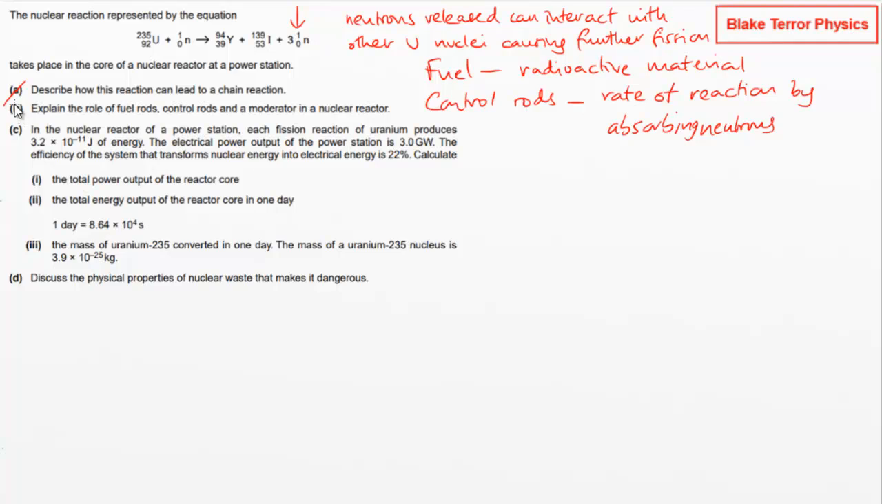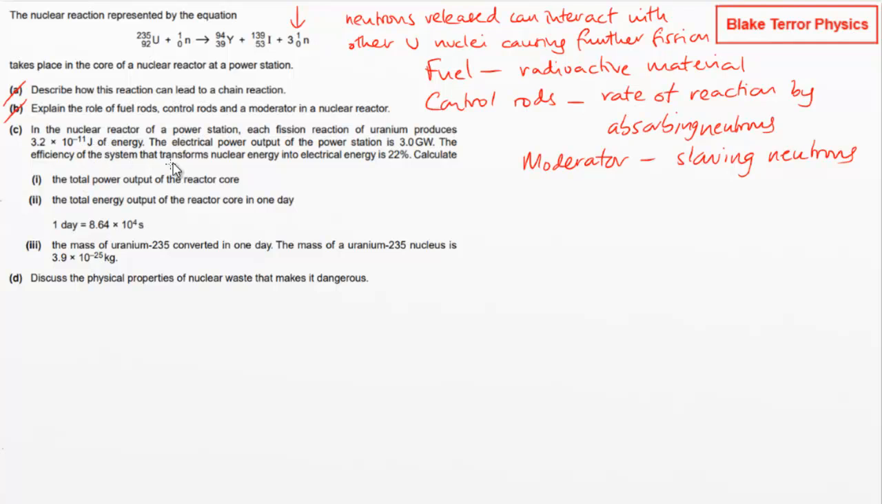So you can put this into fuller sentences when you're writing it out. And the moderator is slowing the neutrons, because we want to have what they call thermal neutrons, slow moving neutrons. If they're moving too fast, you can't get them to be captured as easily by the uranium nuclei. So we want slow moving neutrons. So passing them through the moderator, which might be something like heavy water or carbon, will slow the neutrons down, so they're more likely to cause further fission events.